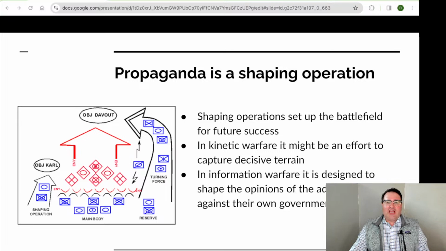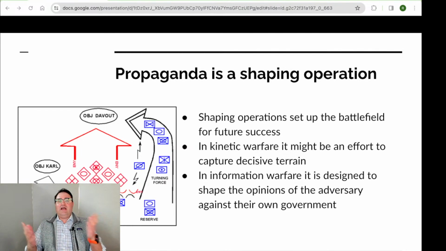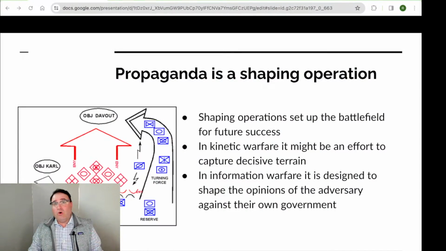Propaganda is also a shaping operation. Now, for those of you who are not in the military, a shaping operation sets up a battlefield for future success. In kinetic warfare, that might be taking a hill, taking decisive terrain. That's terrain that will control an entire area. So you might have a hill overlooking a valley, and that is decisive terrain. You can control the entire valley if you capture that hill. Well, in information warfare, your shaping operation is designed to shape the opinions of the adversary against their own government.